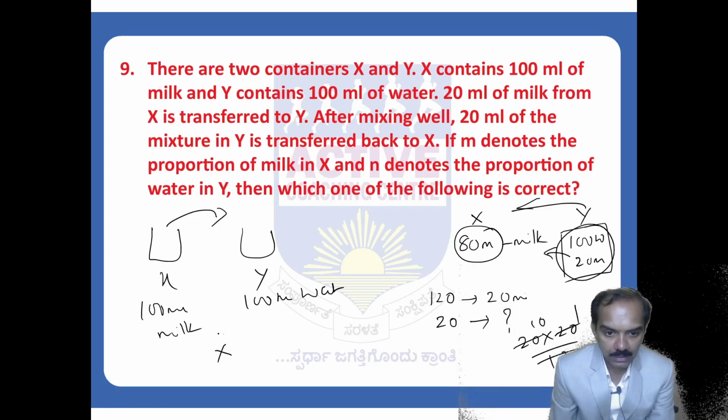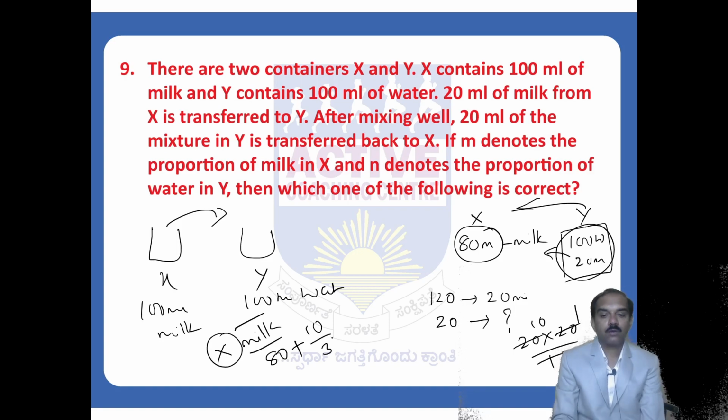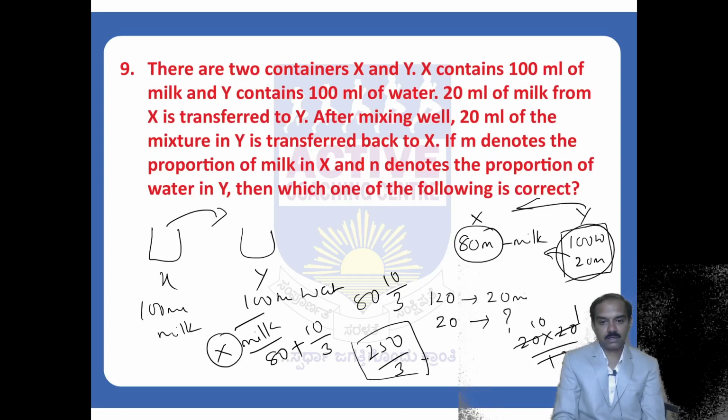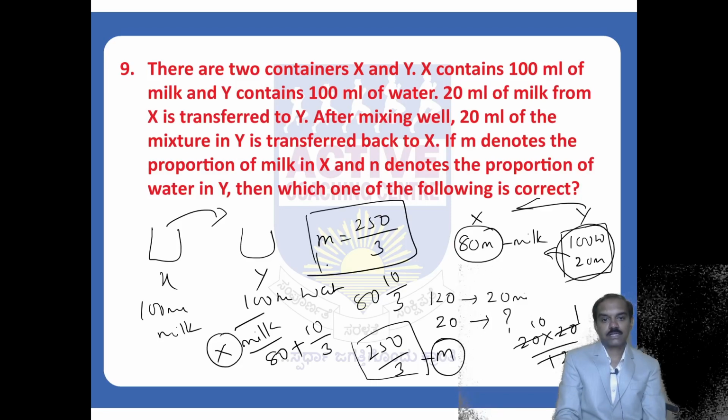Now let us see the milk content in X. Already we had 80. Now plus 10 by 3 milk came from Y. Even if you do not write the plus sign in between, it hardly matters. So it is as good as 80 and 10 by 3. Now it is very simple. 8 threes are 24, 240, so 250 by 3. This is the milk content in the end in X, and he is denoting it by M. So M is confirmed, it is 250 by 3. M stands for milk content in the end in container X.